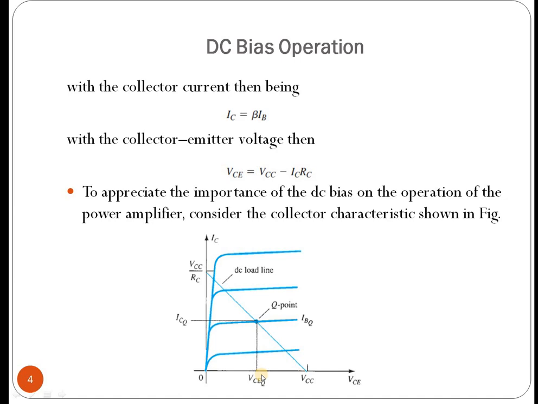From the Q point, we can draw the line of VCE, which is VCC, and if we extend the line to the IC current axis, it will be VCC by RC. At the Q point, the current on the y-axis is named the ICQ current, and the voltage on the x-axis is VCEQ at the Q point. The line is called the DC load line.